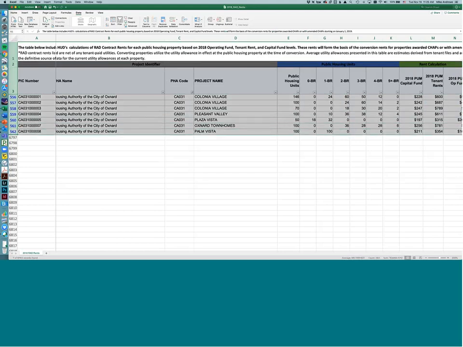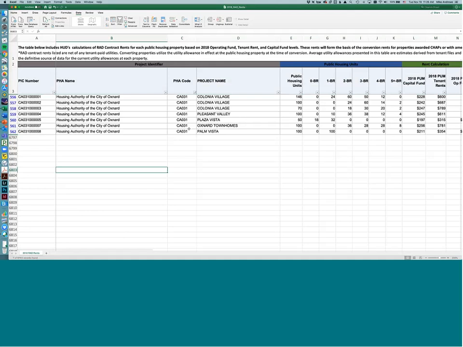and then copy, and then open up another spreadsheet and paste. That way I've got a single spreadsheet with only my housing authority's data in it, and I don't have to continuously scroll through a lot of other housing authorities. So it allows you to isolate just what you want to see for your own housing authority.